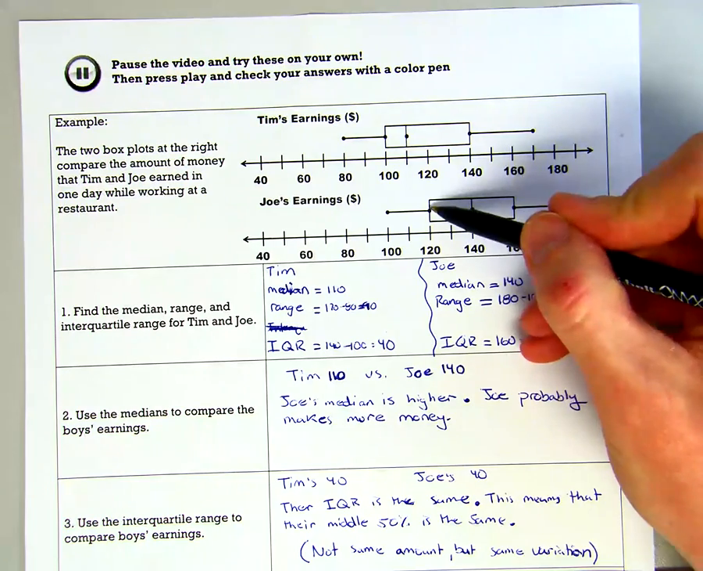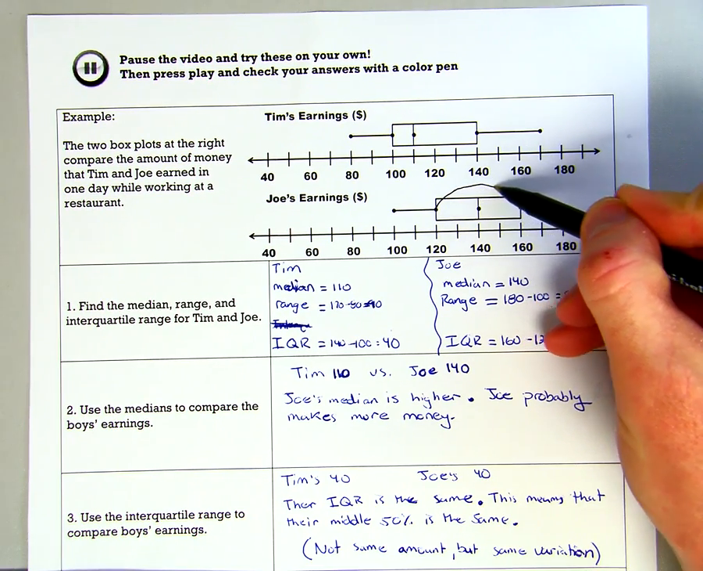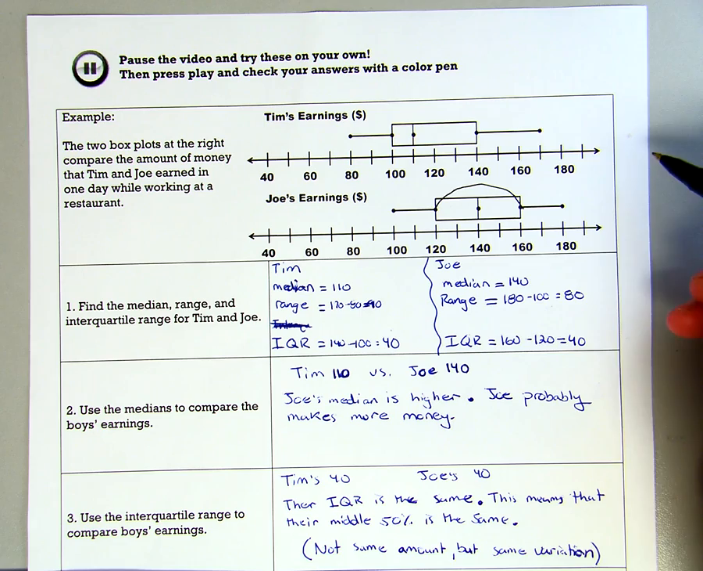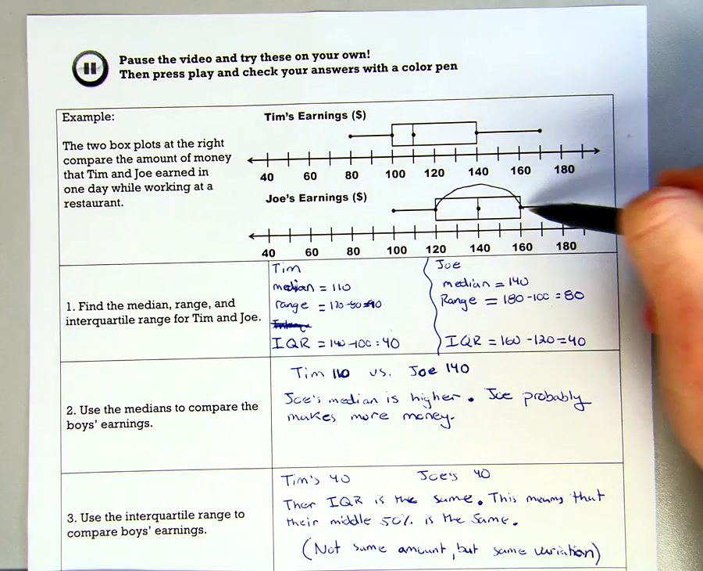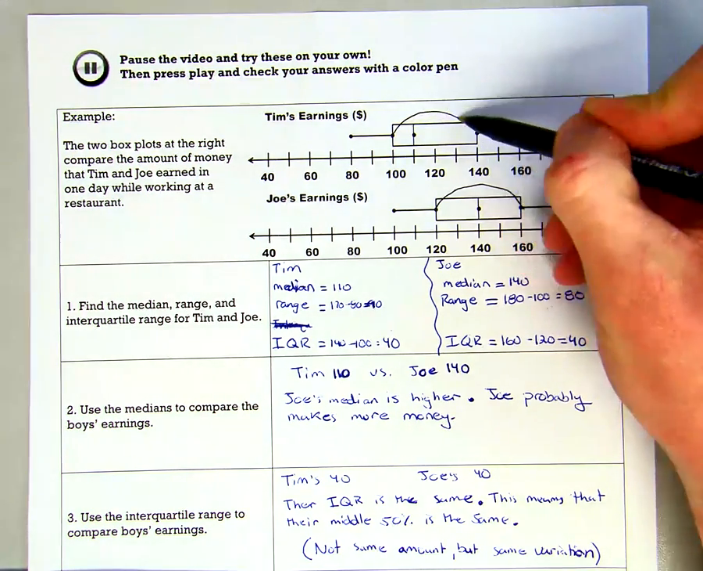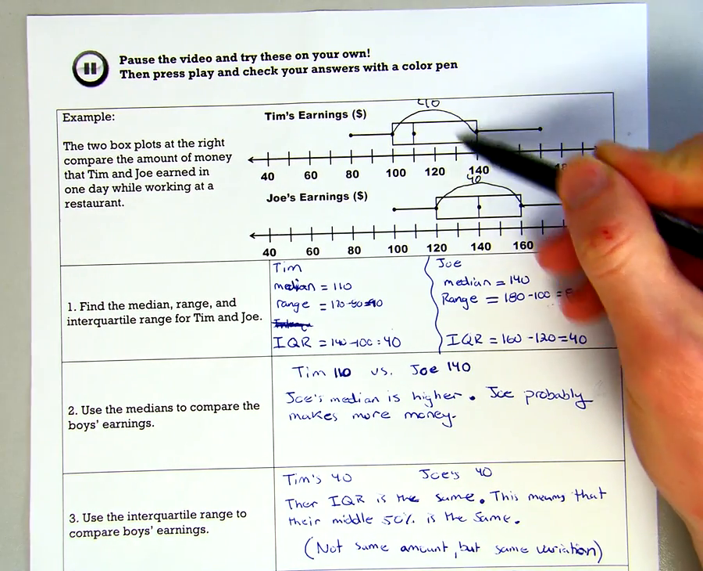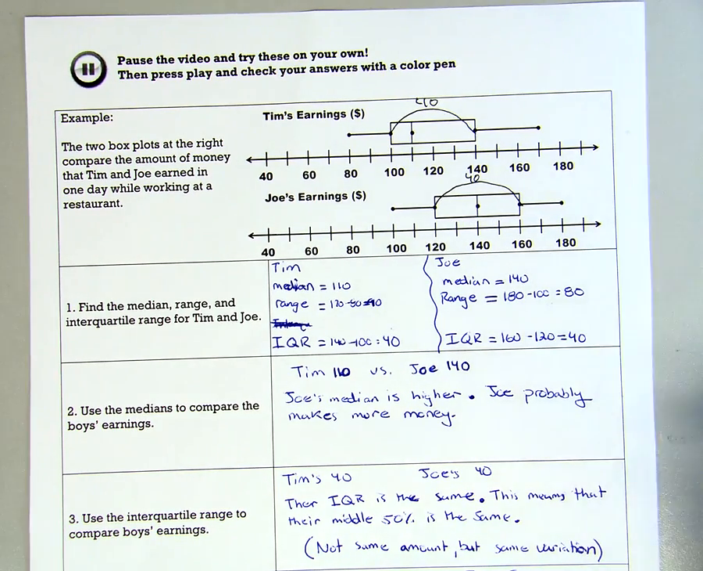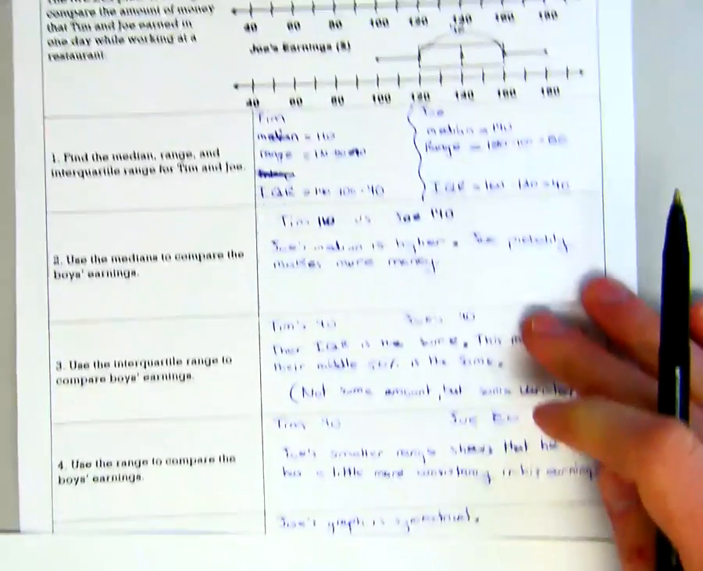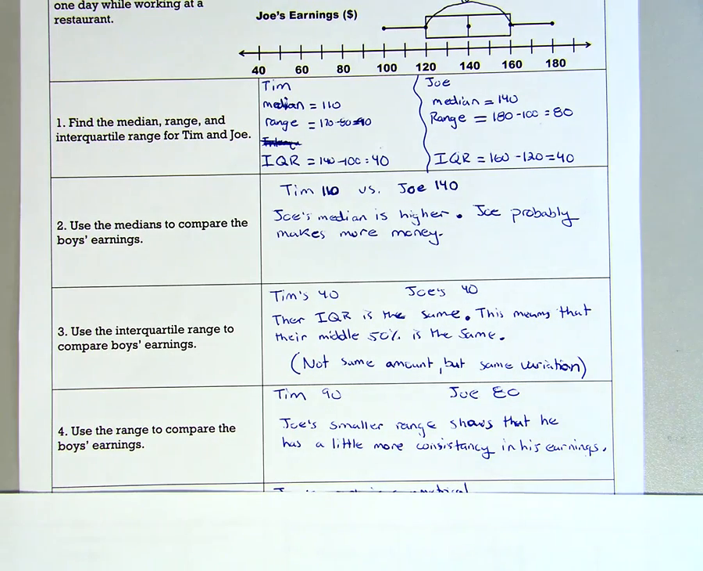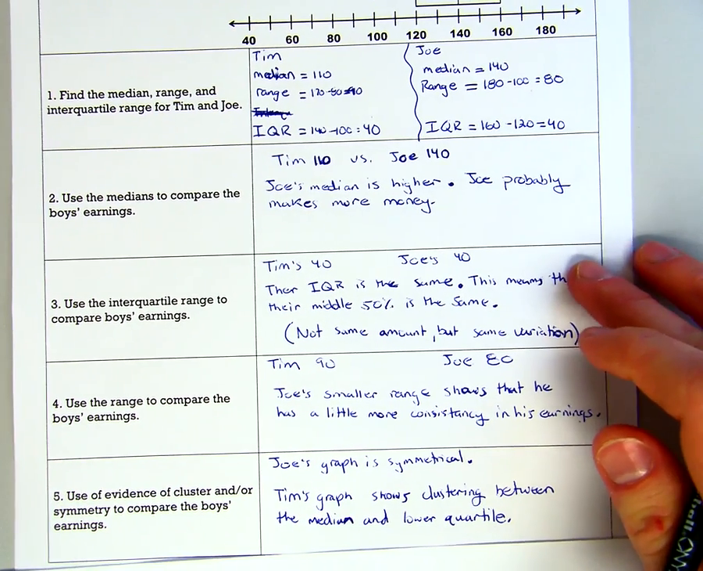So if we look up here at our graph, the variation for Joe, that middle 50%, is 120 to 160, which is 40. Same for Tim. It's not 120 to 160, but it's 100 to 140. Still gives a variation of 40. So different amounts, but same variation. Then number 4 talks about the range of them. You should have found that Tim has a range of 90 and Joe has a range of 80. Joe's smaller range shows that he has a little more consistency in his earnings.